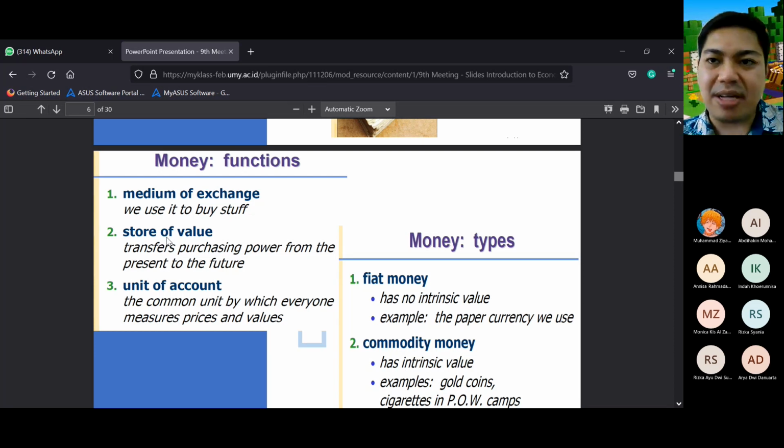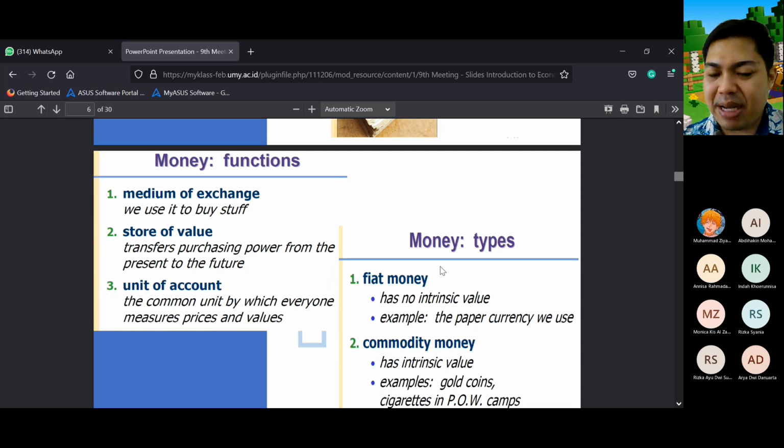For example, you have $1 right now, you can purchase 2 candies. So the 2 candies here are basically the store of value of the money that you are holding right now. And the third one, unit of account. So you can understand how many goods you can purchase with one particular dollar, for example. All in all, money has the main function as the medium of exchange.